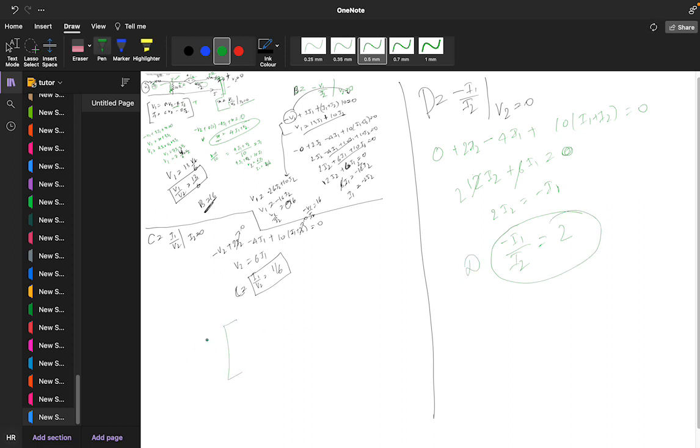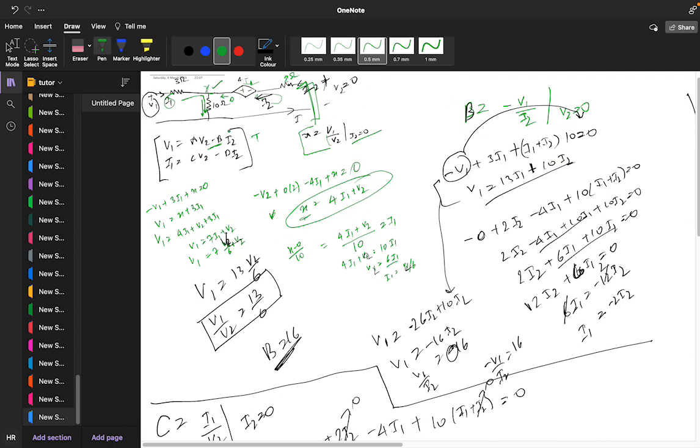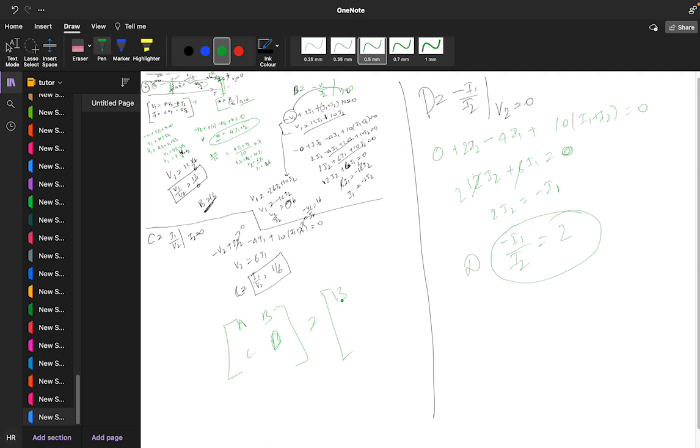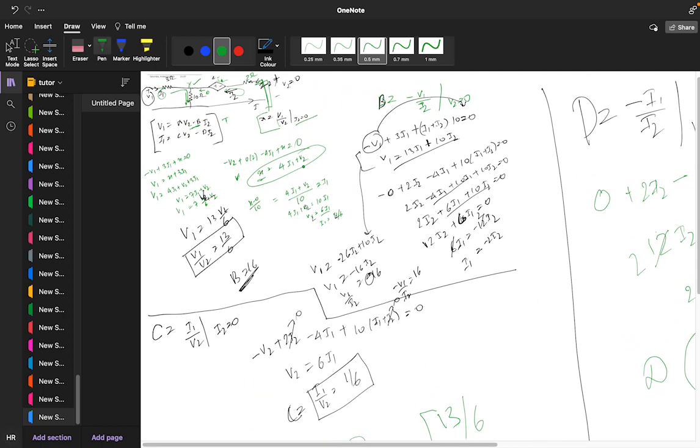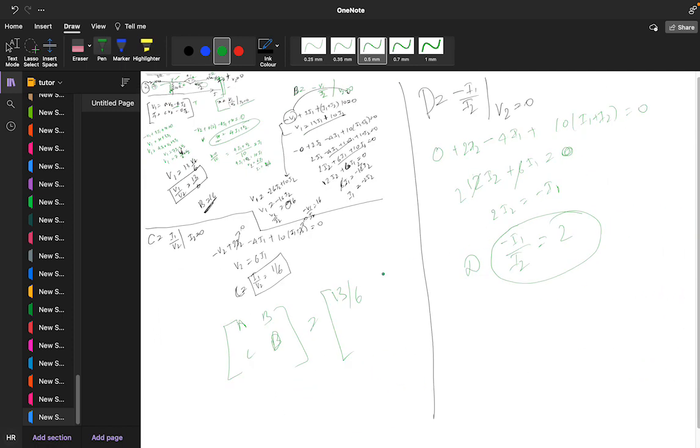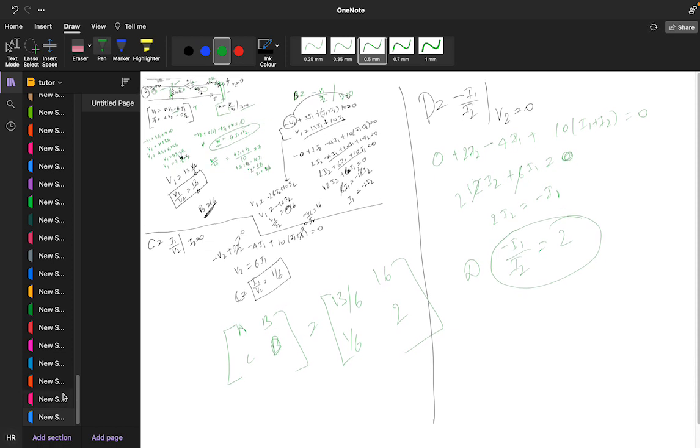So we know the A, B, C, D parameters. What value did we get for A? 13 by 6, correct. What is the value of B? 16, sir. 16. Great. And C value is 1 by 6 and D value is 2. So in this way we got the ABCD parameters, right? So till here, anyone having any doubt?